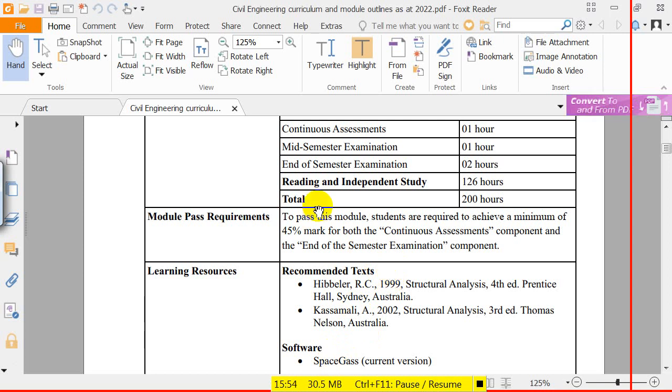So this is another important one, that is module pass requirements. To pass this module, you are required to achieve a minimum 45% mark for both continuous assessment and end of semester examination independently. So you have to have minimum 45% on CA, continuous assessment, and minimum 45% on the final exam. Then overall you need to have more than 45%. So when you satisfy these two 45%, of course you will be at 45%.